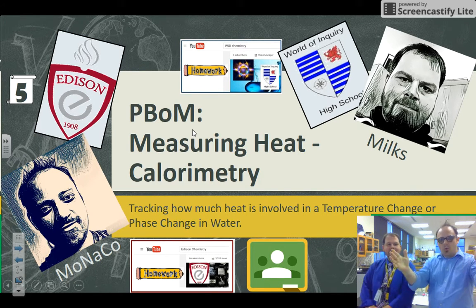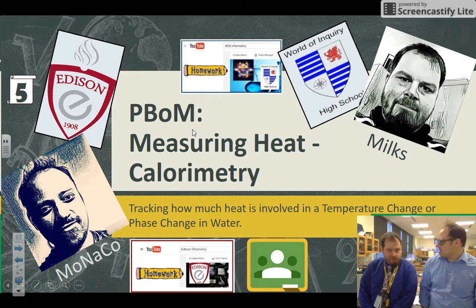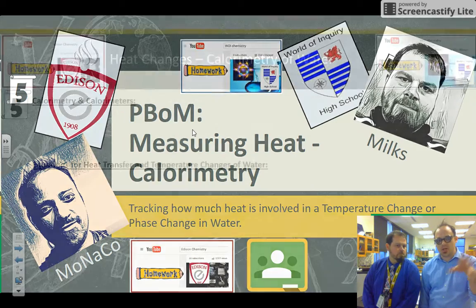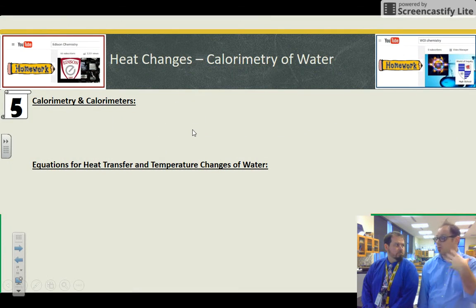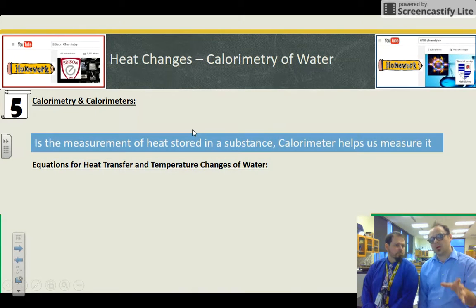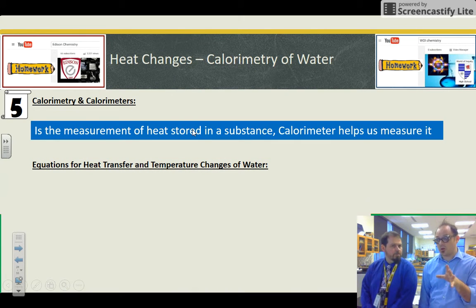Measuring heat: calorimetry. Video 5. We're going to track how much heat is involved in changes in temperature and phase changes. We're going to go through the notes quickly because we want to spend time doing the calculations, so that you have a good example to follow.